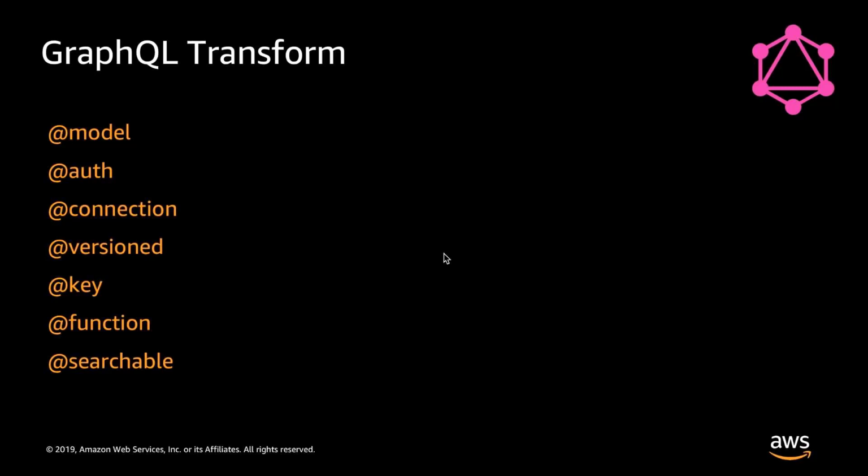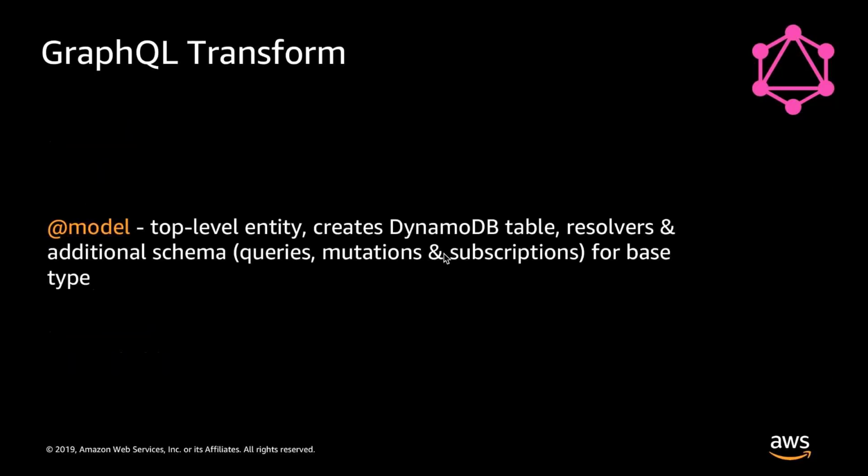But now we're going to go over @model, @auth, @connection, and @key. So @model is a very, very, very powerful directive, and it's something that we're going to be using for pretty much all of our fields.